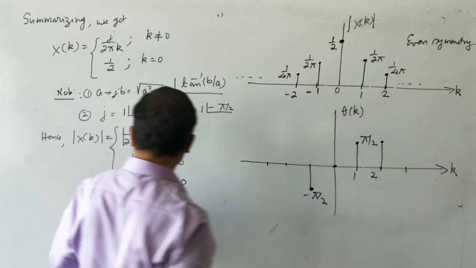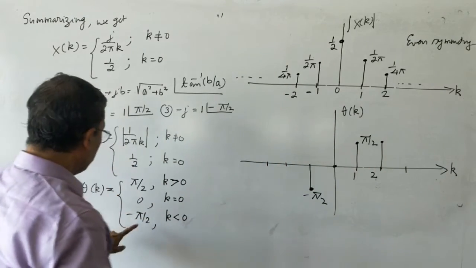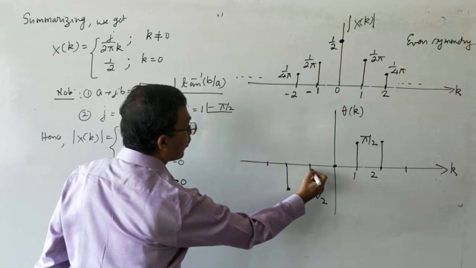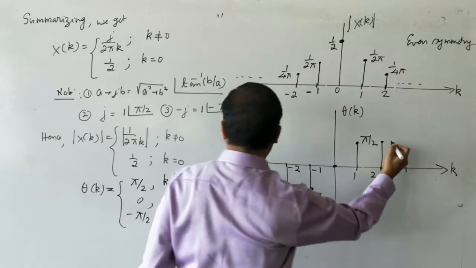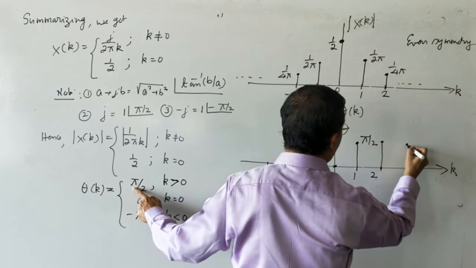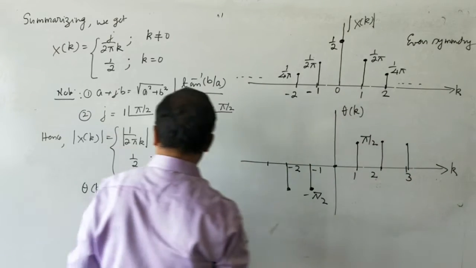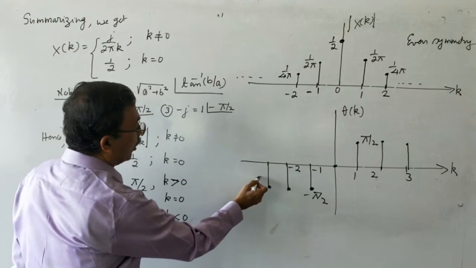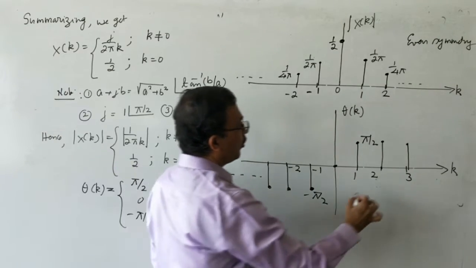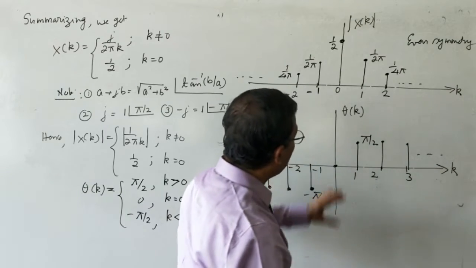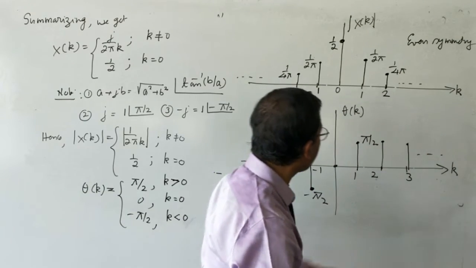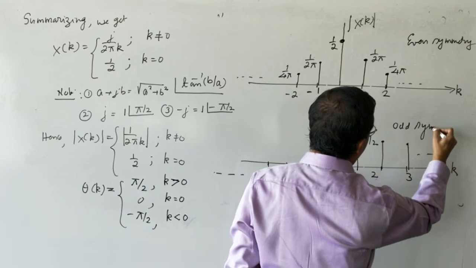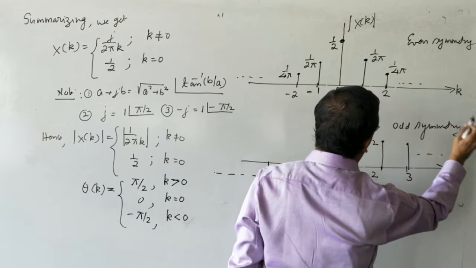When K is 2, what is the angle? Pi by 2 according to this. When K is minus 2, the angle is minus pi by 2. When K is 3, according to this, the angle is pi by 2. And when K is minus 3, the angle is minus pi by 2. This keeps going till minus infinity and till plus infinity. Here the samples have constant amplitude. This spectrum exhibits odd symmetry.